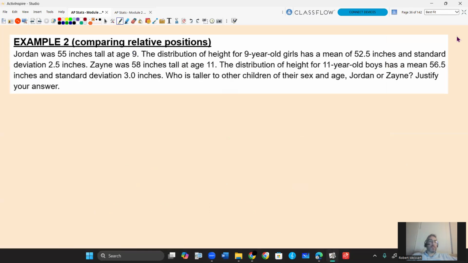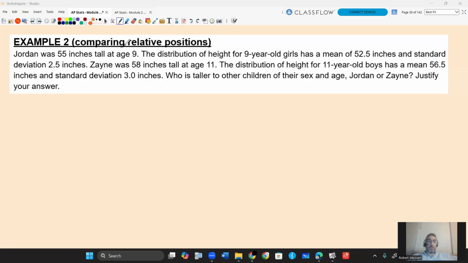Now let's do some comparisons. Jordan was 55 inches tall at age 9. The distribution of height for 9-year-old girls has a mean of 52.5 inches and a standard deviation of 2.5 inches. Zane, on the other hand, was 58 inches tall at age 11. The distribution of height for 11-year-old boys has a mean of 56.5 inches and a standard deviation of 3.0 inches. Who is taller relative to other children of their sex and age, Jordan or Zane? Justify your answer. Clearly, we know Zane's taller, but the question is not asking who's taller. It's asking who's taller relative to the population that they're from.